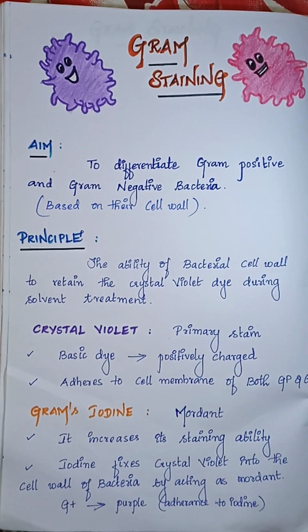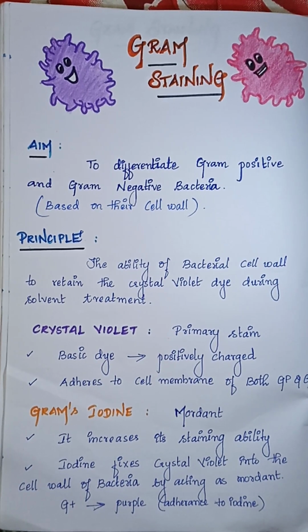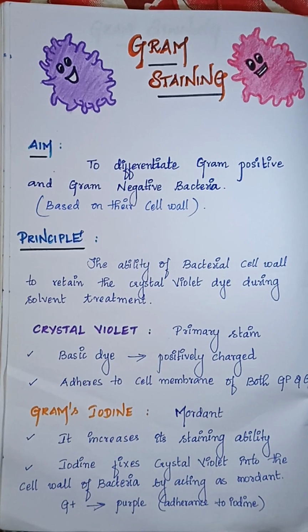In this video, we'll be learning about gram staining. So what is the aim of gram staining? To differentiate the gram-positive and gram-negative bacteria based on their cell wall.